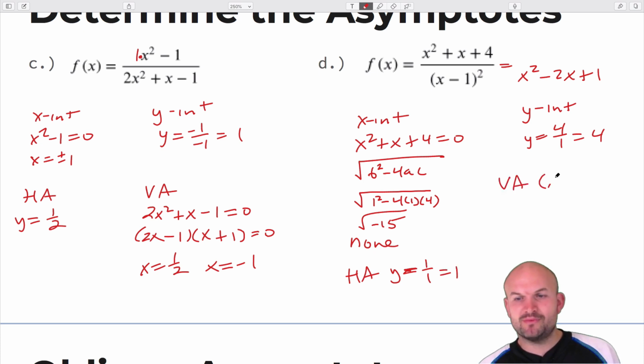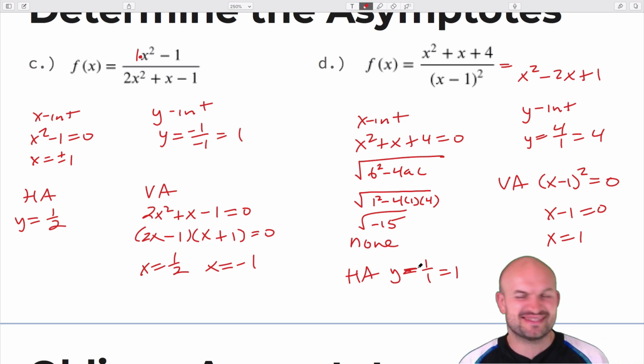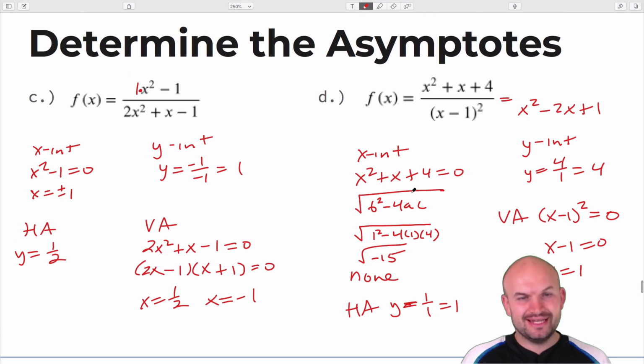And my vertical asymptote, I don't need to use the factored form. I could use this form here. So that's x minus 1 equals 0, so therefore just x is equal to 1. It has a multiplicity, but we're not doing multiplicity, right? We're finding the asymptote. But that's basically what we can do now when the degrees are the same.